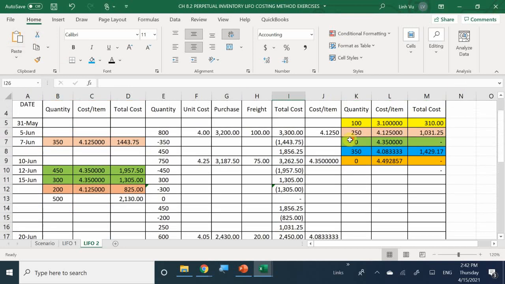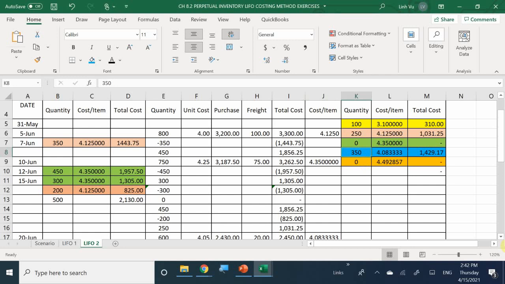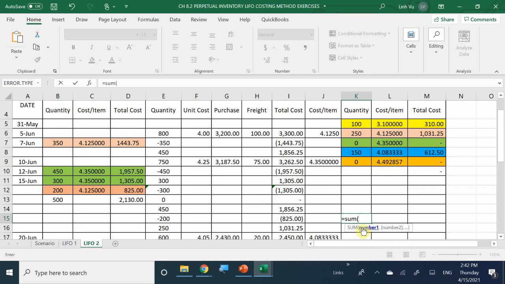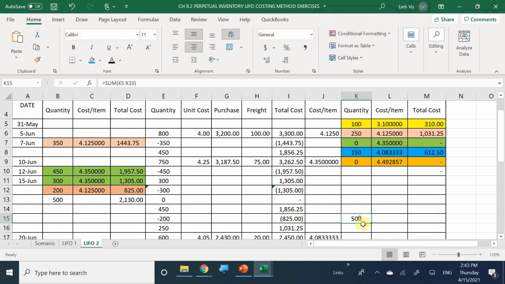Let's go up to our blue batch. We no longer have 350, we have 150, giving us 612.50. Let's equal up our sums here. This is my total equal sum. I'm going to highlight all the colors here, and I got a grand total of 500 units at a grand total cost of $1953.75. Perfect. So yes, we completed our inventory worksheet.